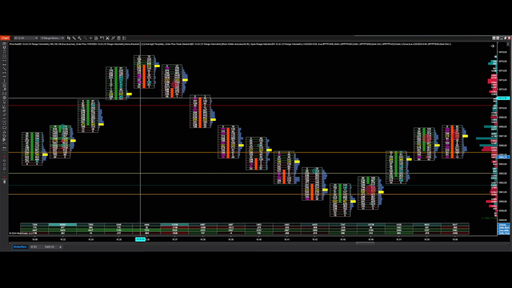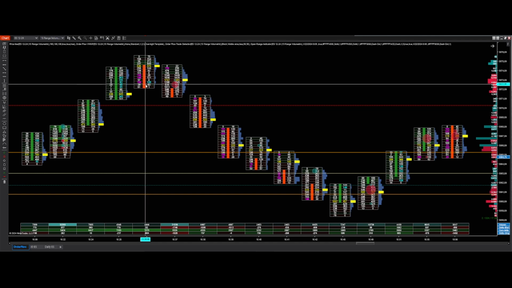Now, if you look closely, you see that this bar, if we look down to the bar statistics, is a red bar with a green delta, which means aggressive buyers have been willing to buy up here, but have been stopped by passive sellers, because passive sellers do not show on our footprint chart. And they push the price back down.